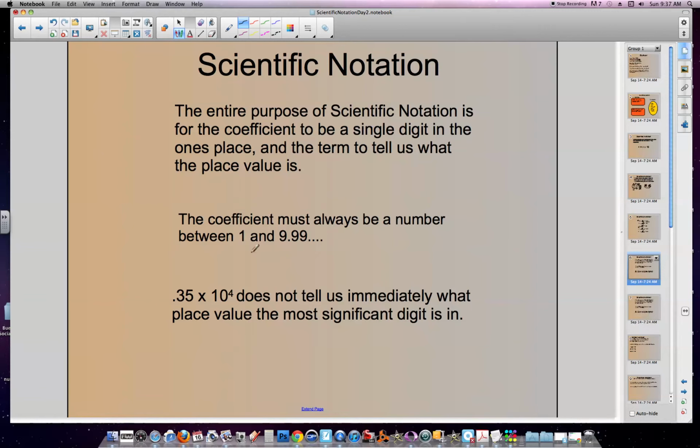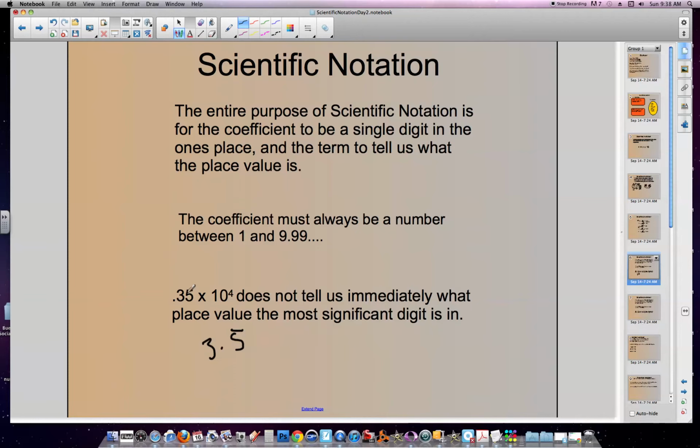Basically, the coefficient always has to have some number in the ones place and not go past 9.99999. 0.35, that's less than 1. There is no digit in the ones place. So we need to add a power of 10 here. And if we add a power of 10, it's going to become 3.5. Now we have a single digit in the ones place.